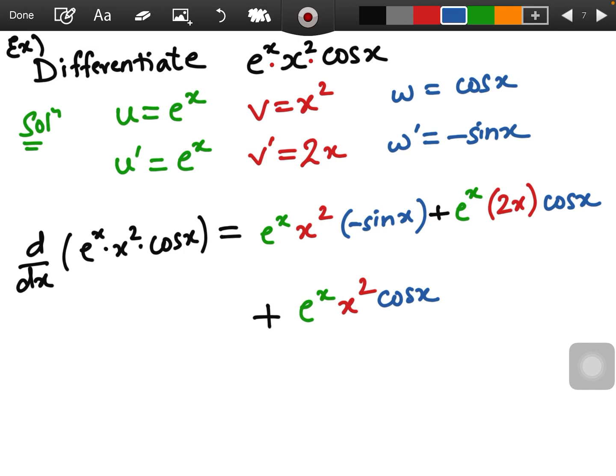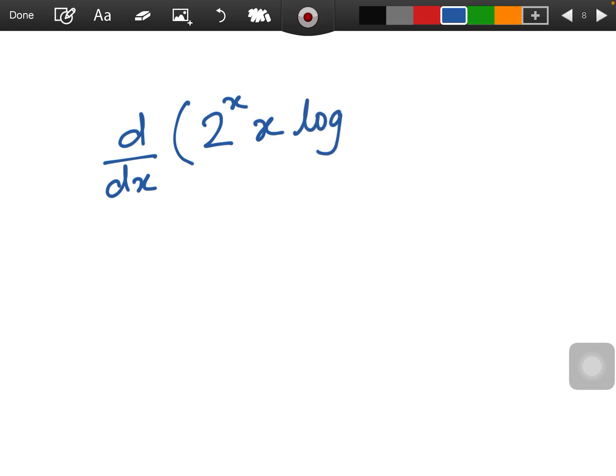You can take one problem for homework and solve it on your own and post it in the comments. Would love to see your answer. Okay, so this is 2 to the power x into x into log x. Please try to find the derivative of the product of these three functions and ping me in the comments.